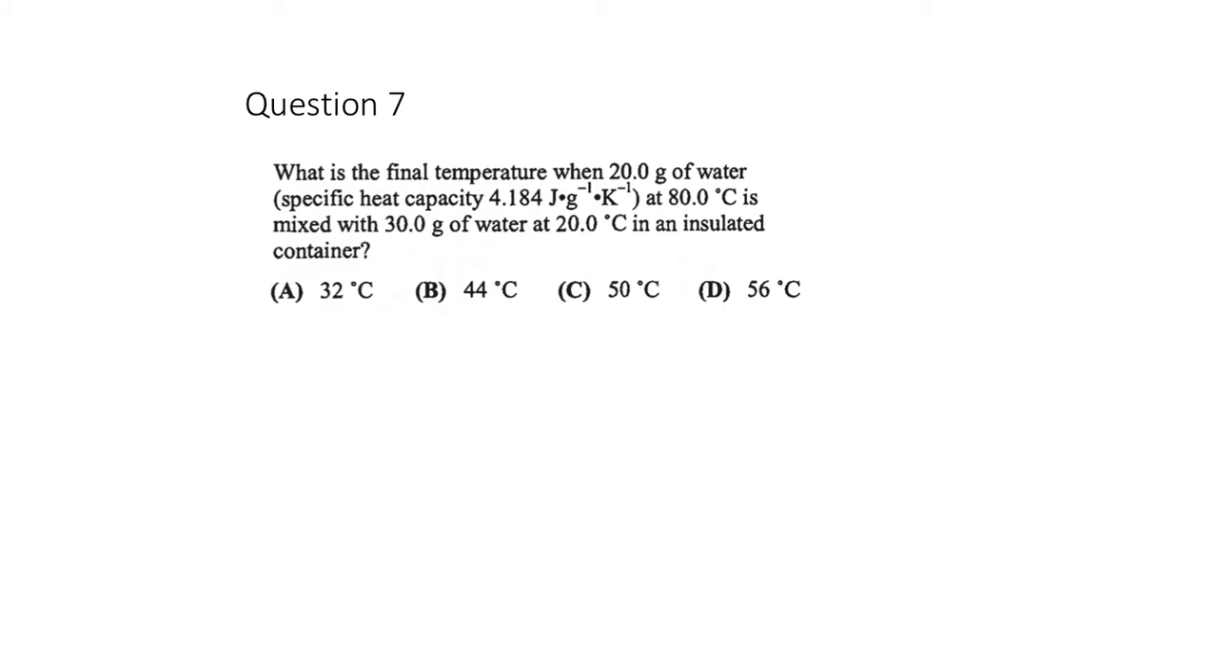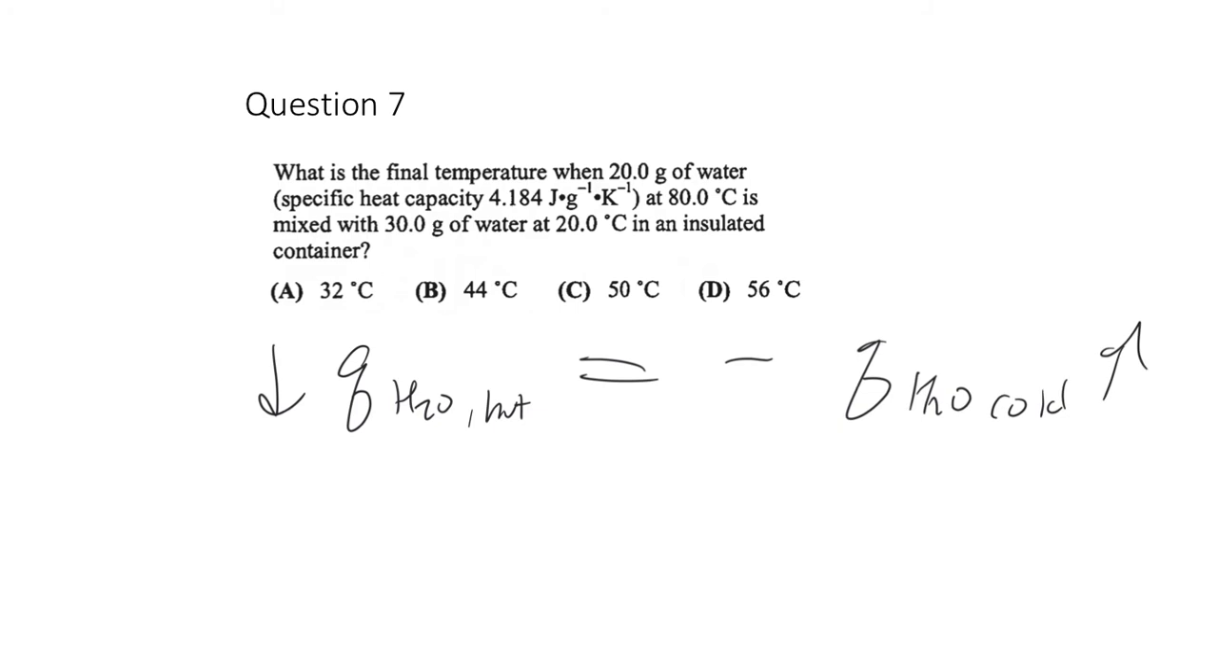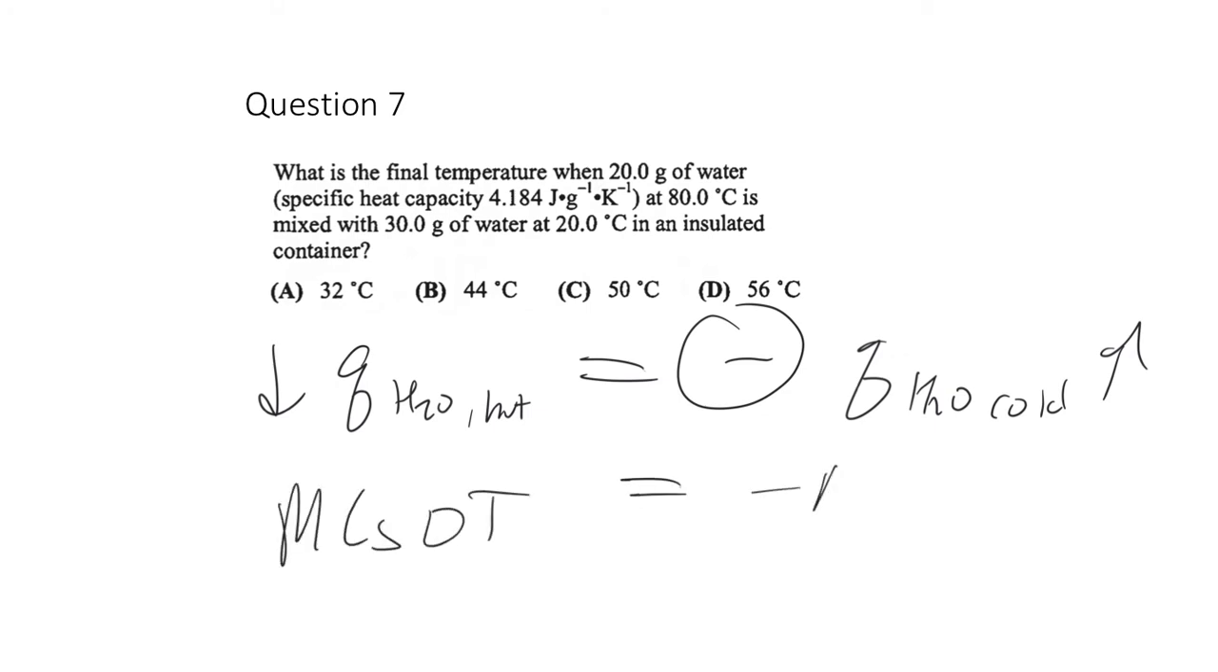What is the final temperature when 20 grams of water at 80 degrees C is mixed with 30 grams of water at 20 degrees C? So this is Q of our water that's hot. We're losing heat here, and then we're gaining the heat in our cold water, and it's going this way, so we just need this minus sign up front. So water's losing heat, the cold water's gaining heat. We have our m c delta T equal to our negative m c delta T, but this is just so we can have one side be the hot, the other side be the cold, and it doesn't matter.